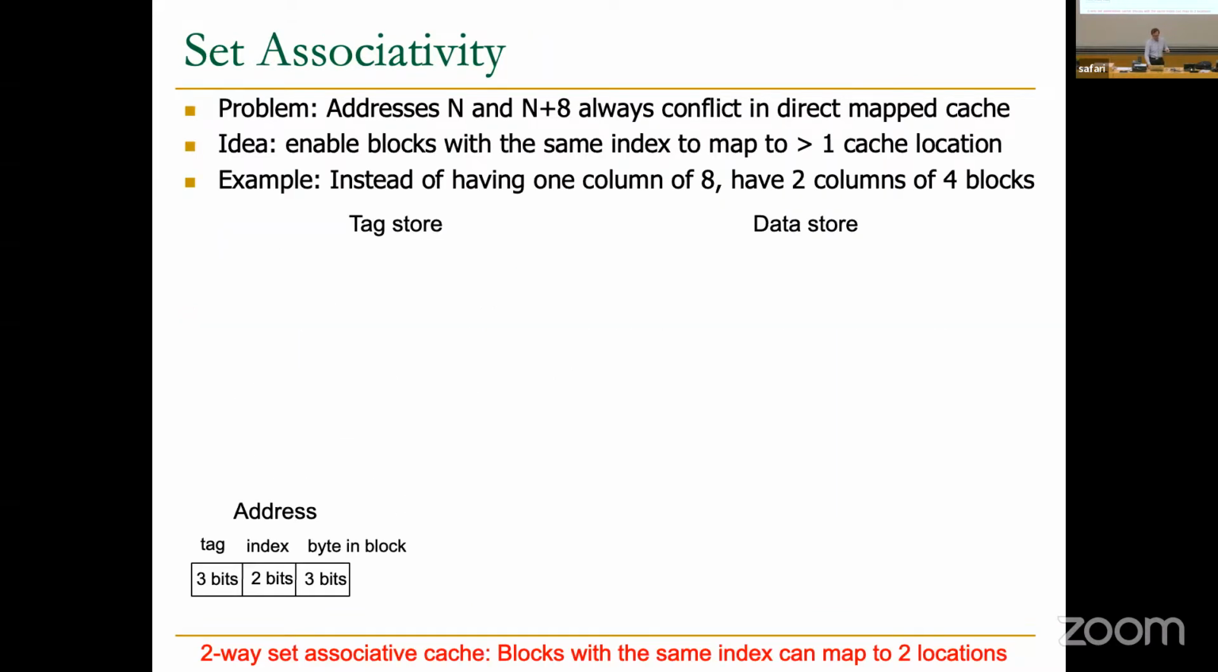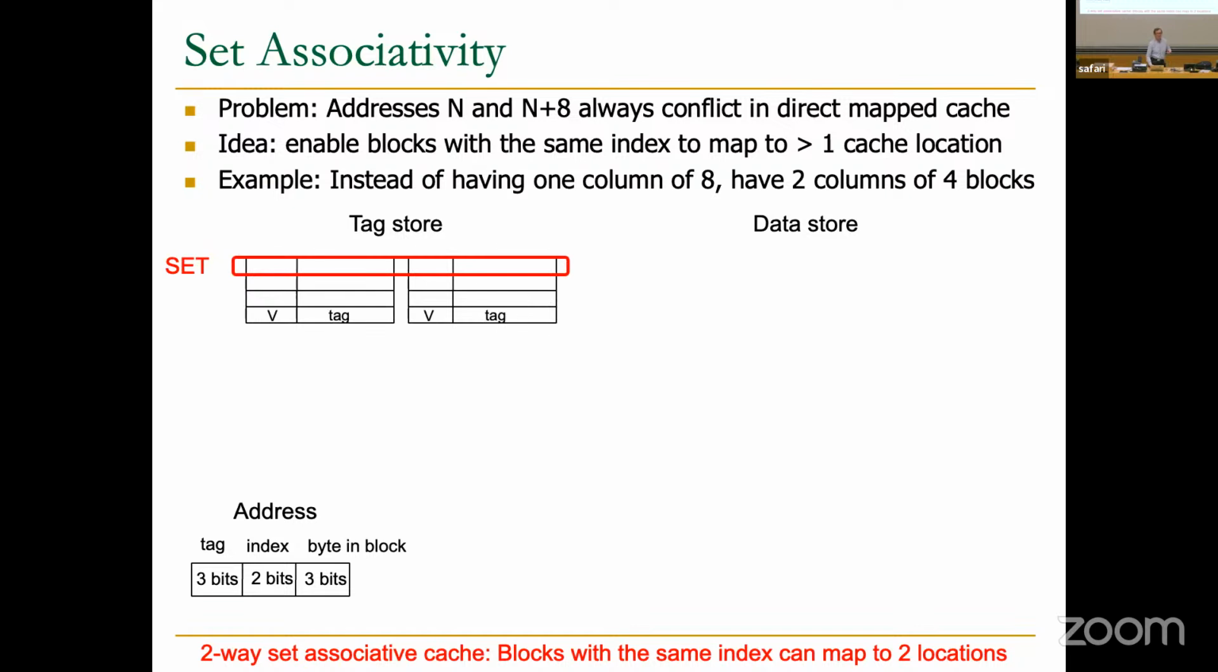Which would look like this, essentially. So basically, in a given index, have the flexibility to store 2 things as opposed to 1 thing as before. So rethink the organization of your cache a little bit. That's the idea. So this is a 2-way set associative cache. Blocks with the same index now can map to 2 possible locations. Because we have only 4 possible indices, because we actually rethought the organization of our cache, index bits reduced to 2.